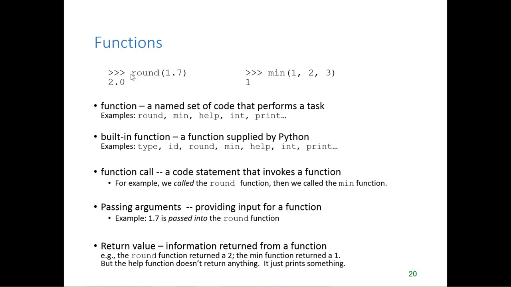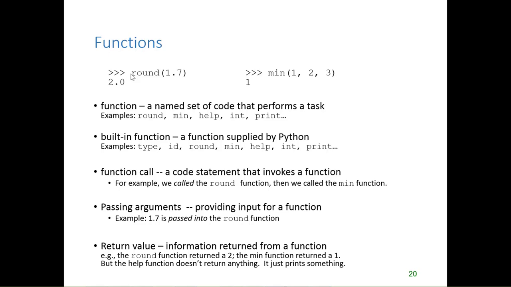Another example is the min function. That stands for minimum. If you give it a set of numbers, here we just said 1, 2, 3, it knows that 1 is the smallest one. As we mentioned on the previous slide, there are a set of built-in functions, and these come along with Python. Later on in the course, you'll learn how to define your own functions.